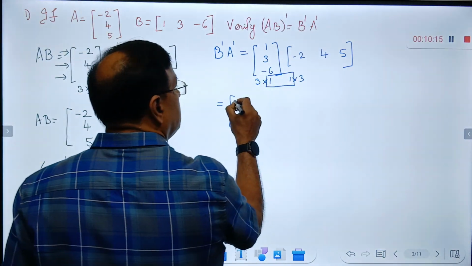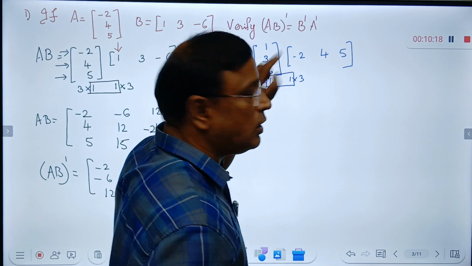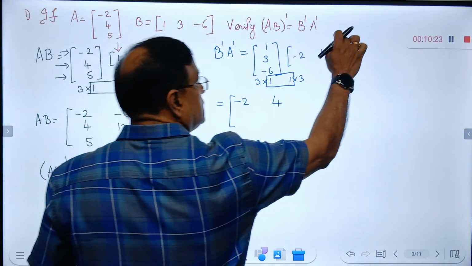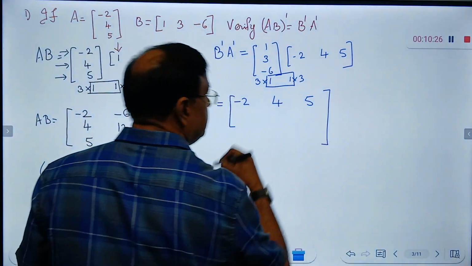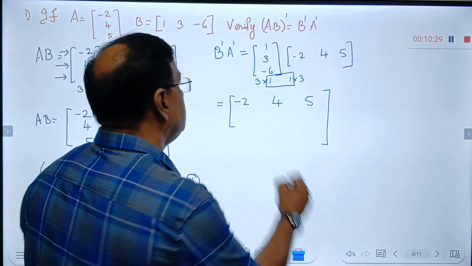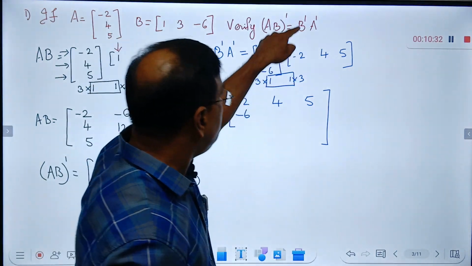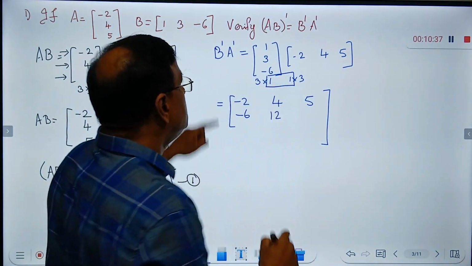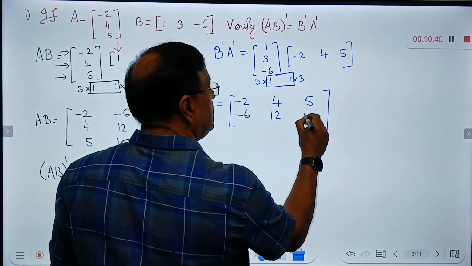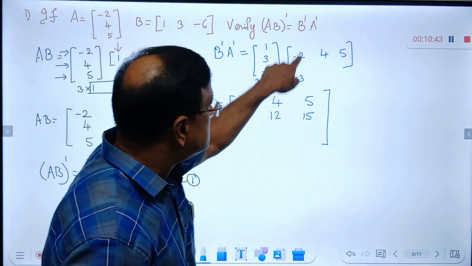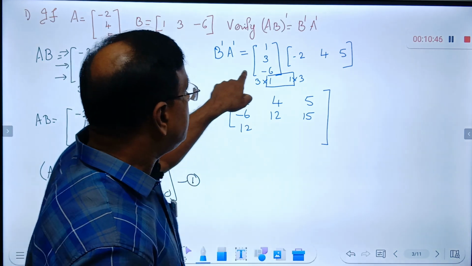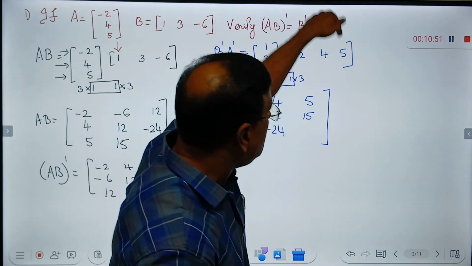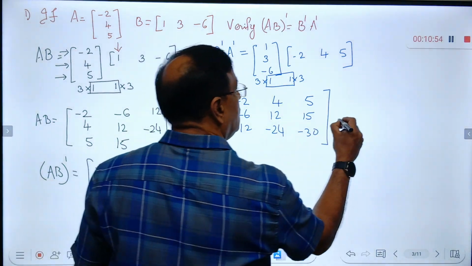First row, first column, minus 2. First row, second column. First row, third column, 5. Second row, first column, minus 6. Second row, second column, 12. Second row, third column, 15. Third row, first column, 12. Third row, second column, minus 24. Third row, last column, what is that? Minus 30. All this is 2.